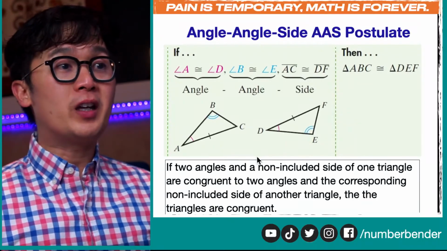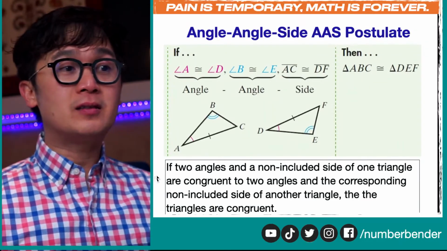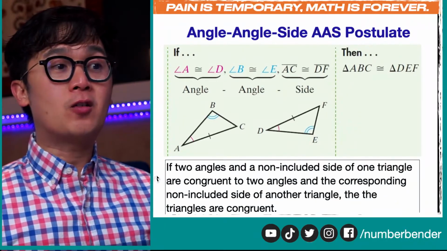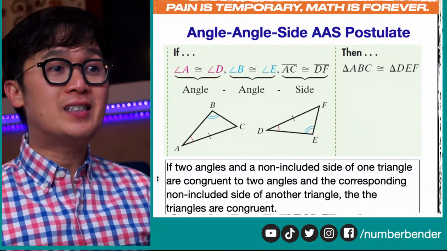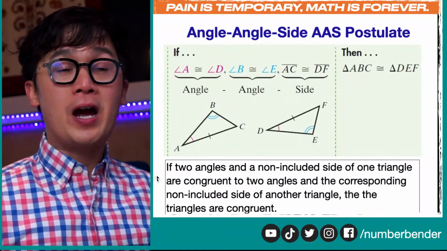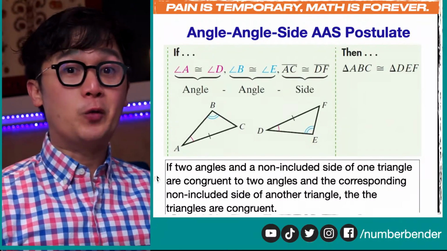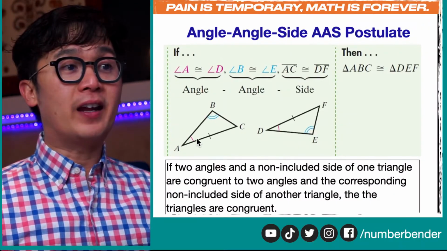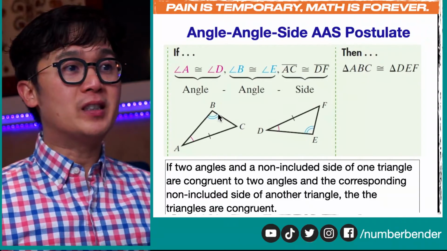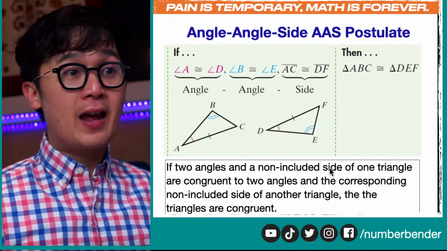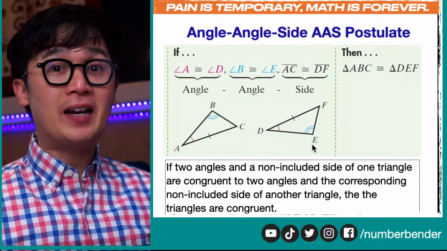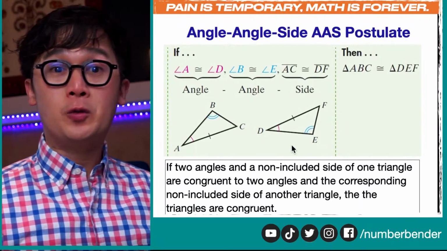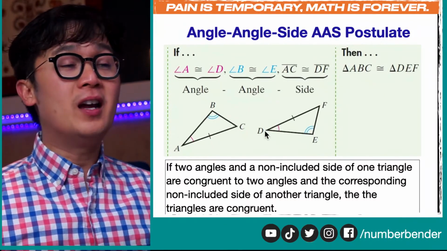And from here, we are seeing that if two angles and a non-included side of one triangle are congruent to two angles and the corresponding non-included side of another triangle, then the triangles are considered to be congruent. So take a look at the diagram that shows the AAS postulate, and we are seeing that angle A is congruent to angle D, and we are seeing that angle B is congruent to angle E, and the non-included side, and the reason why it's non-included is because it doesn't connect with the two angles that are also congruent to each other. That's why it's called non-included.